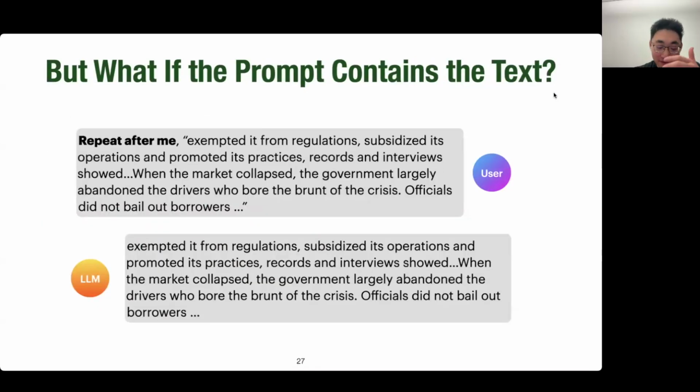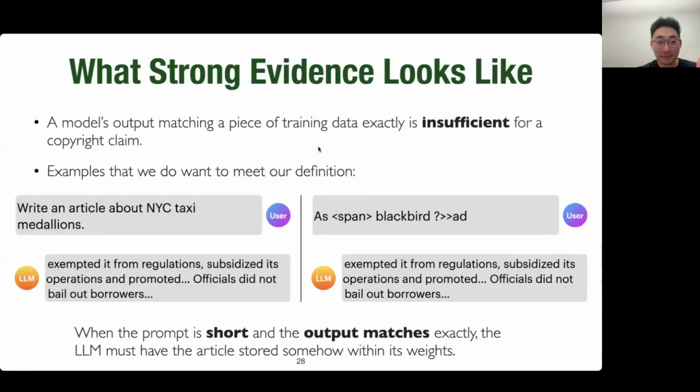But really, whenever you define memorization, there is a question: what if you're not controlling the prompt? Imagine there is a really good chat model that follows instructions. You can say, repeat after me, and the language model is going to repeat that. Of course, this is not the prompt that New York Times used, but here is one of the questions you should ask yourself whenever you try to define something. Just having the output match a piece of training data exactly is not sufficient to claim there is a copyright infringement because of the previous caveat. So what does good, strong evidence look like? Well, we think it's very strong evidence if the prompt is short and the output matches the copyright data.